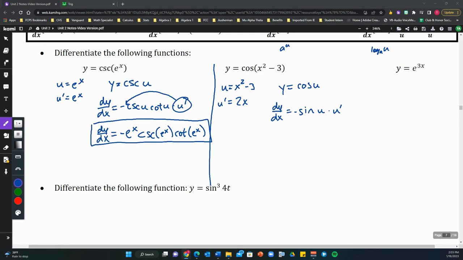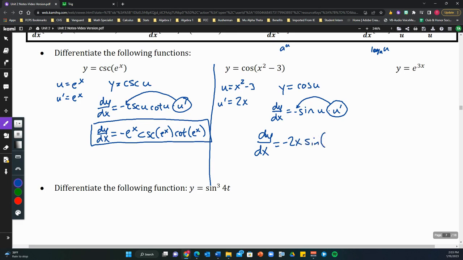Now that we have the derivative in terms of u, again, now we can just replace everything. Again, the only really simplification that can be done here is when we replace stuff, I'm going to go ahead and move the u prime out in front. So we end up with dy dx equals negative 2x times sine of the argument x squared minus 3.